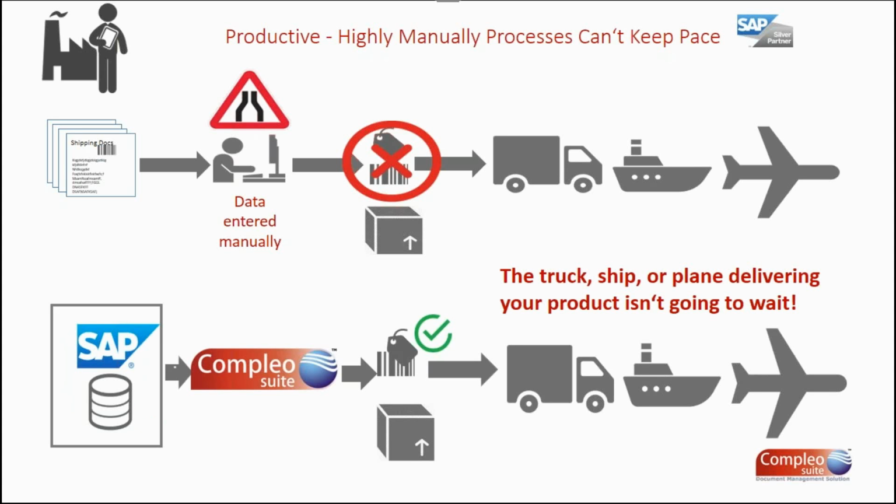Because the truth is, these ships, these trucks, these planes are not going to wait for your labels. Each time you have a delay of a minute or 2 for each label, that can add up to hours of delay and could even cost you a day or 2 in shipping. So productivity has got to be one of the keys that people are looking at.